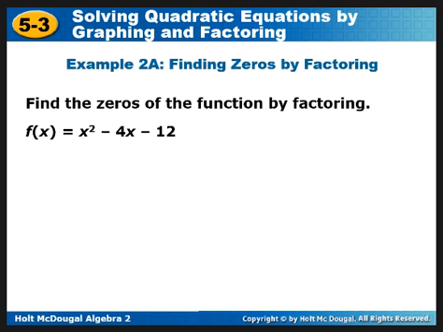So all we're going to do is take the function that's given here for us, and I'm going to kind of flip things around, but basically in place of this f of x, I'm going to put a 0, because what we want is an output value of 0. Now I'm going to try to factor.